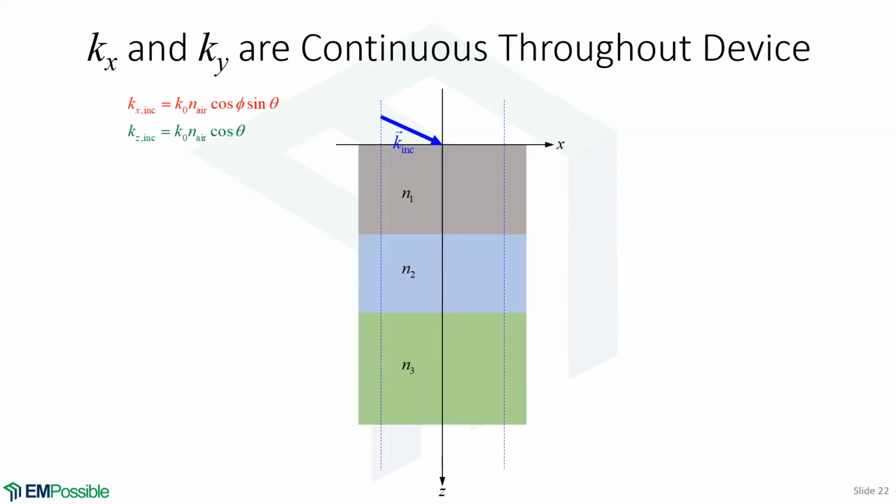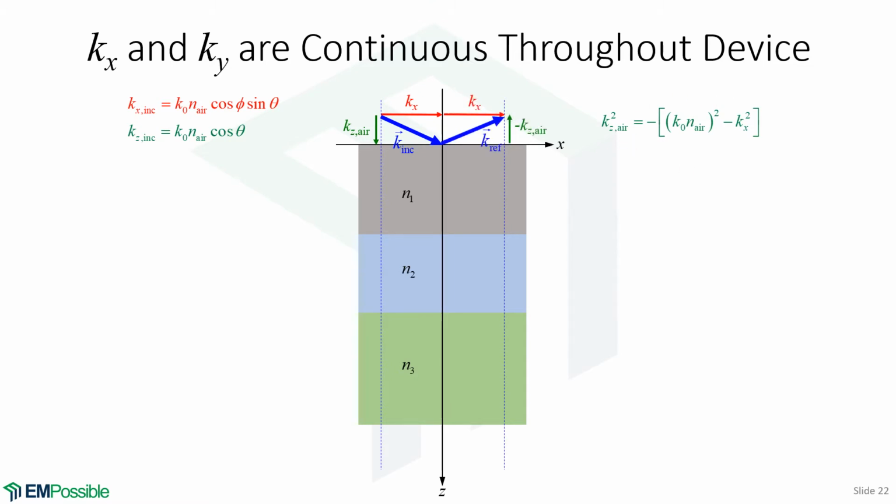So now we're looking at a little bit uglier picture of a stack of layers. We're looking at it from the side view, and here comes a wave, k_inc. And we've calculated the x and z components. The y component is 0 in this case because we're looking at it from the side. Okay, so we have our incident wave vector. It has a tangential component, kx, and it has a z component. And if we wanted to, we could calculate kz from our x component.